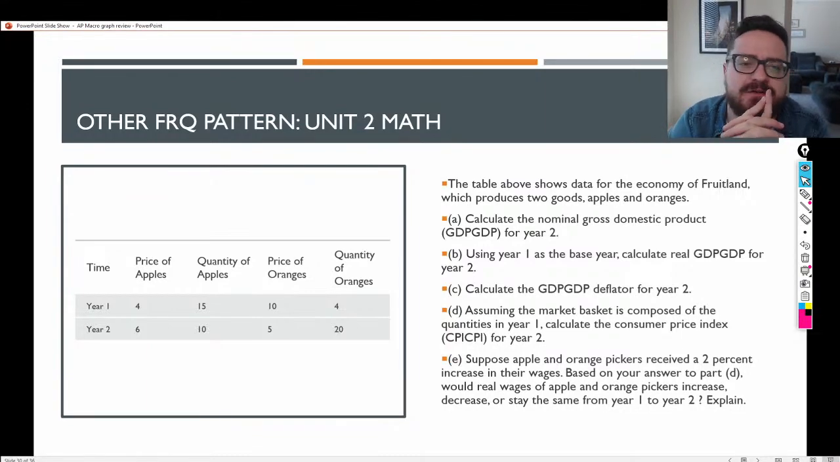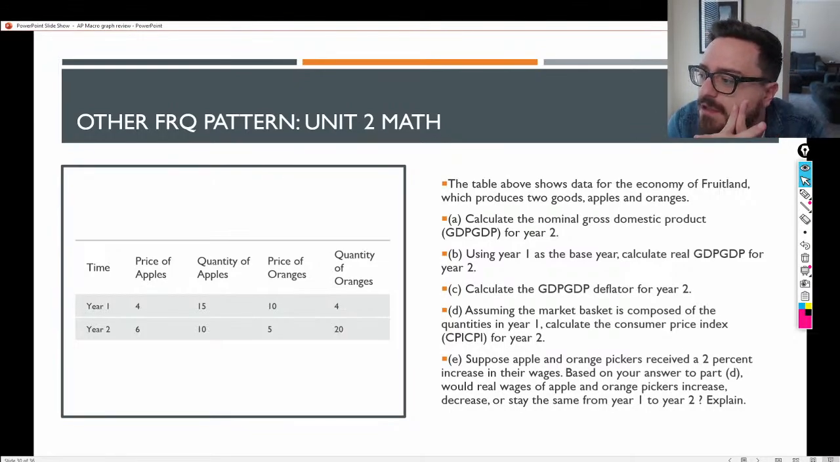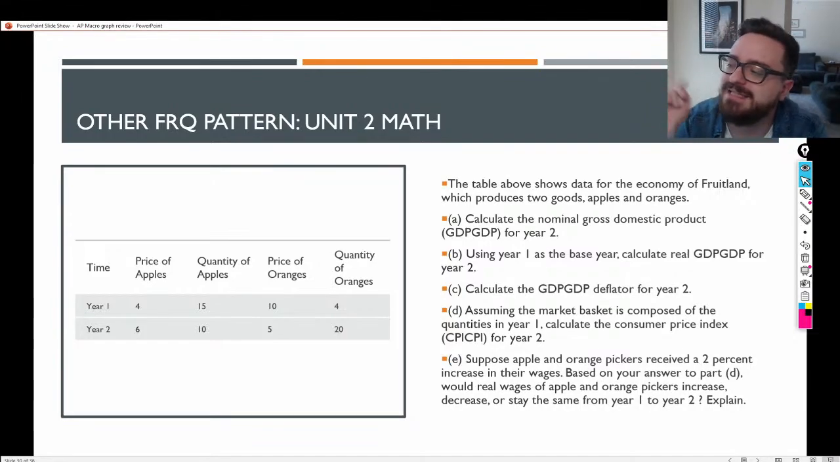I did assign this out to kids before, so you should have seen this, but it's been a long time for you first semester kids. So we've got the data for the economy of Fruitland, which produces apples and oranges. Year 1, they sold apples for $4, sold 15 apples, sold oranges for $10, sold 4 oranges. Year 2, sold apples at 6, sold 10, and sold oranges at 5, sold 20. Calculate the nominal GDP for year 2.